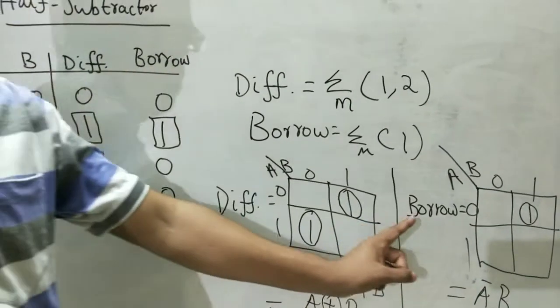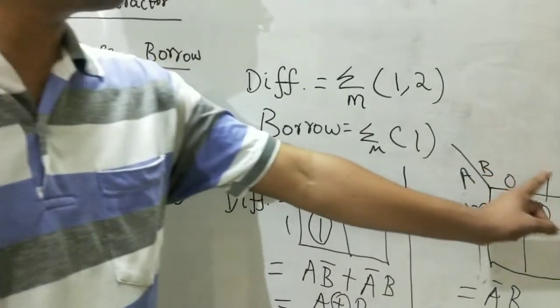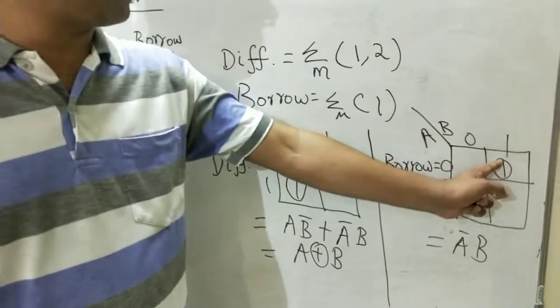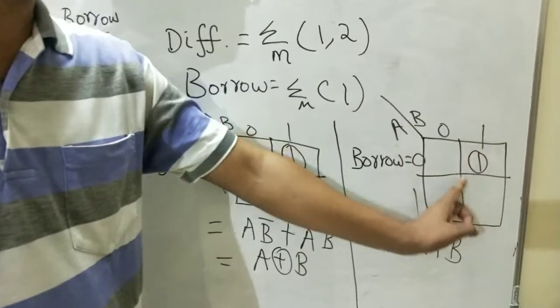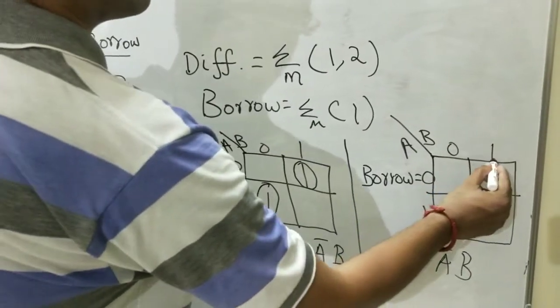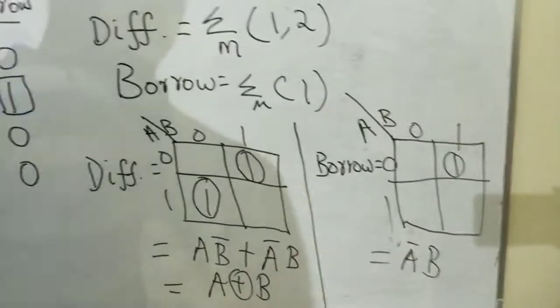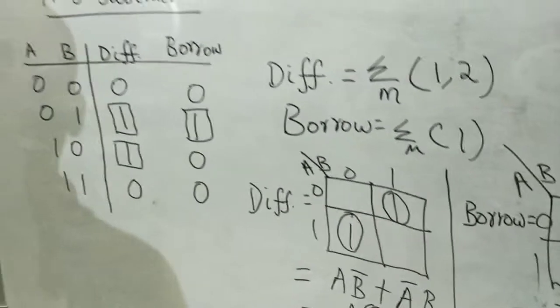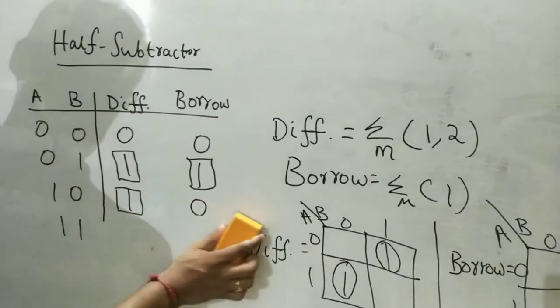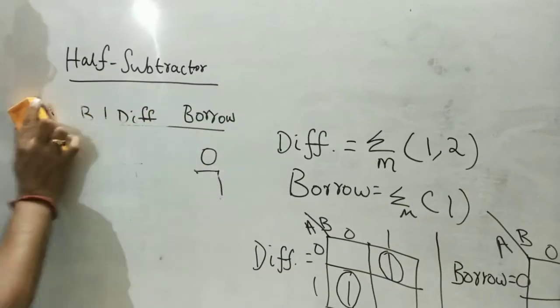Similarly, we are going to repeat it for borrow. It is also a two variable map, but we have only one term, that is 0, 1. 0, 1 is 1, that we have covered. So what term will we get? A dash B. That is the expression. Now we need to draw the circuit for the simplified expression that we have found out.